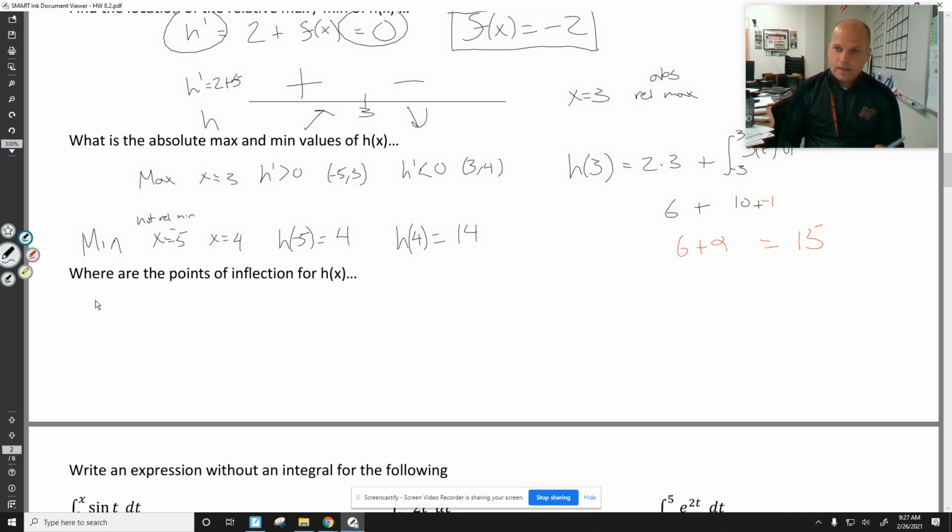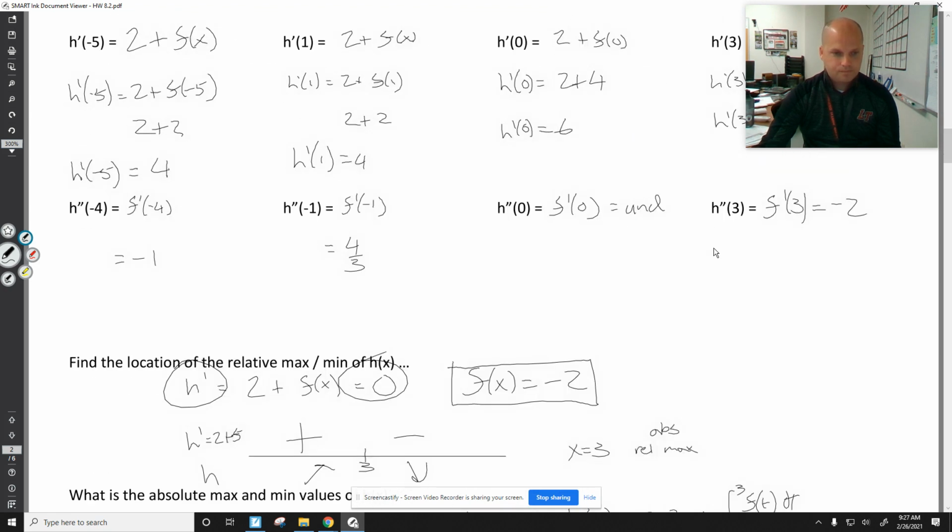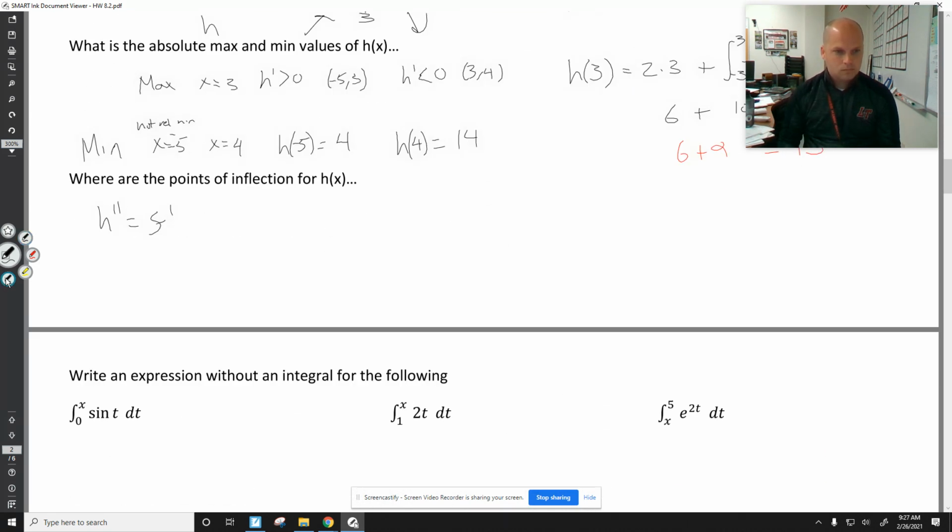Points of inflection, same as the previous problem. Because h double prime is the same as f prime, points of inflection are at -3 and 0. Because that's when h double prime, which equals f prime, changes sign. -3 goes from negative to positive, 0 goes from positive to negative.